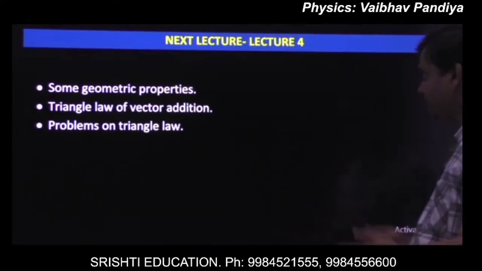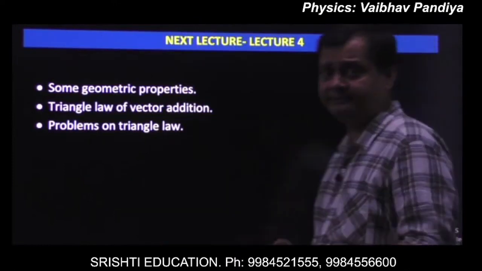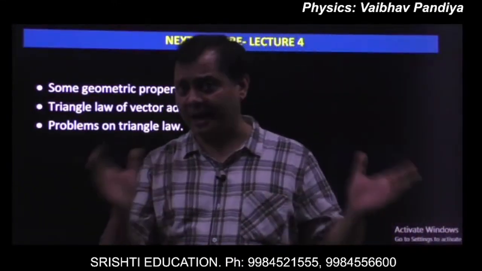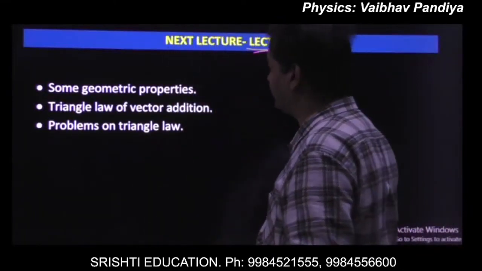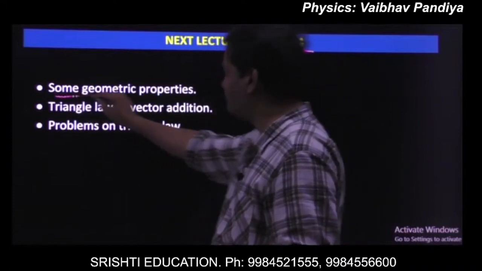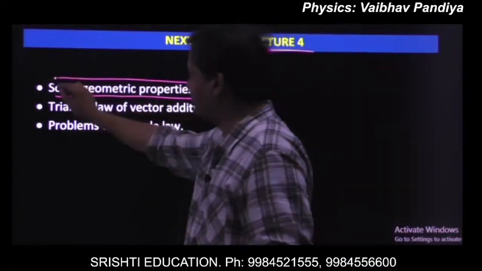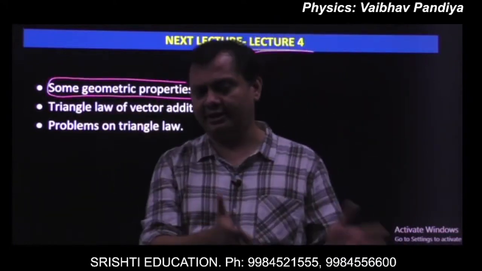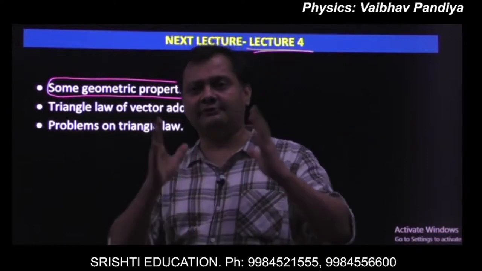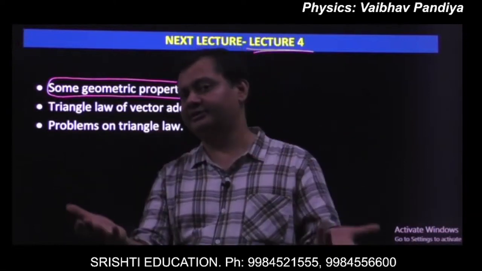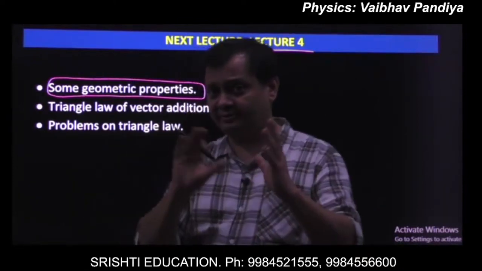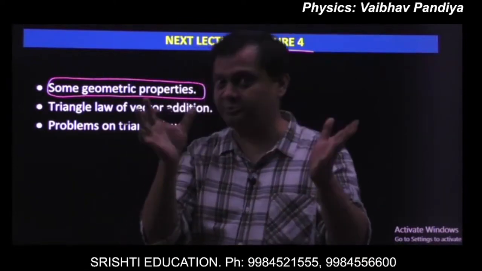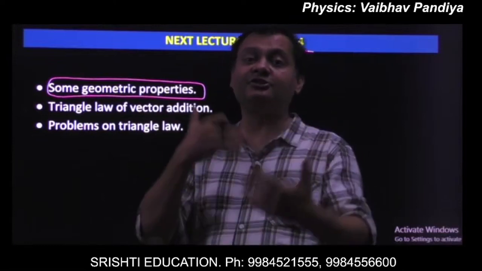Okay. Now that's the end of lecture 3. Now let's see the roadmap of the subsequent lecture, that is lecture 4, in which we will cover first some of the geometric properties, because vectors are added geometrically. Right now, today you have seen the vector addition is geometric addition. They are not added mathematically. They are added by geometric figures. So you must be very clear about some of the geometric properties, so you can easily solve the vector problems.